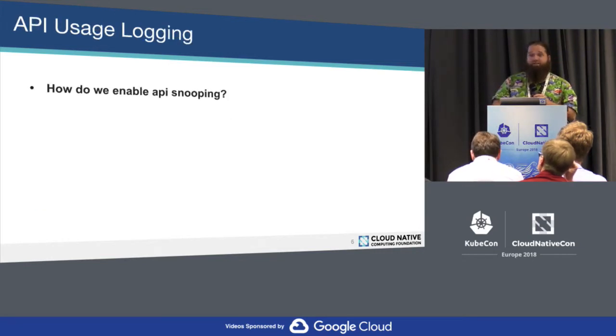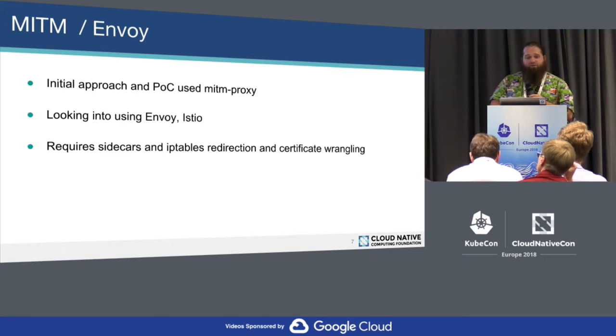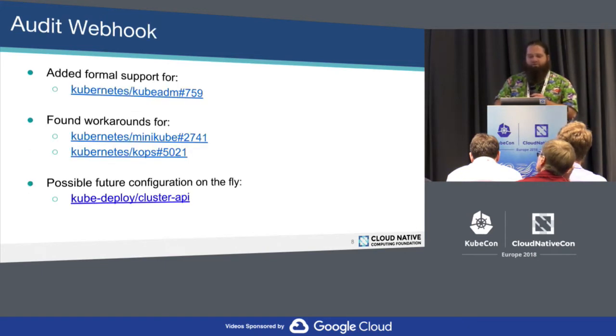First, how do we get access to these logs? We tried some different approaches. We started off with some man-in-the-middle approaches, sidecarring things in iptables and redirecting through. We looked at using Envoy or Istio, but it was a bit complex. So we looked into webhooks as well. We added support for Kubernetes kubeadm so that you can deploy your API servers with all the correct parameters to enable the audit policy and to add a webhook destination, so that as every API call flows through the API server, we can collect it without needing to be on the API server itself.